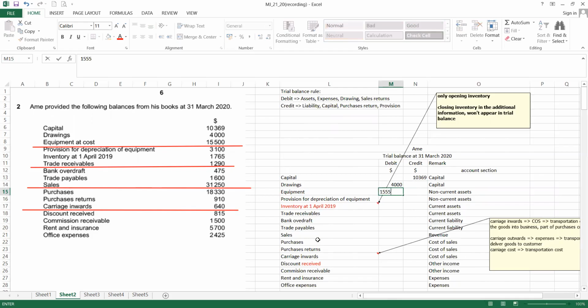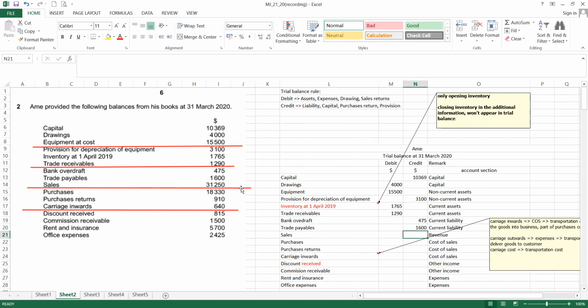Equipment, 15,500. Provision, 3100. Inventory, 1765. Okay, trade receivable, 1290, because all defined already, easier for us. Next, bank overdraft, 475. And then trade payable, 1600.